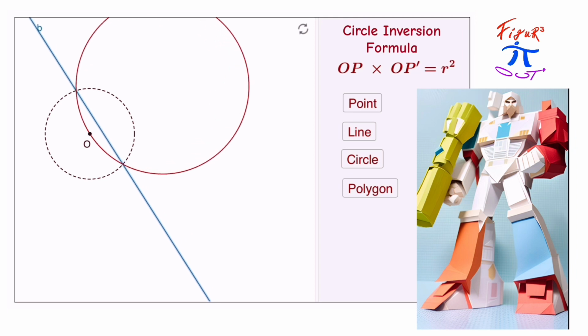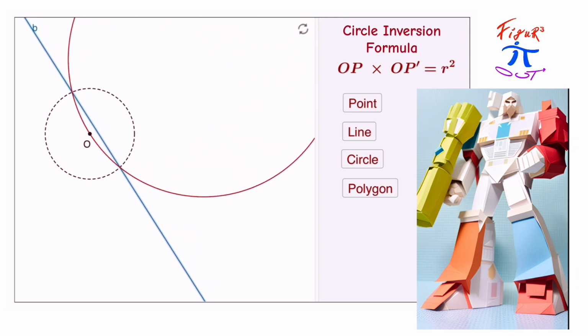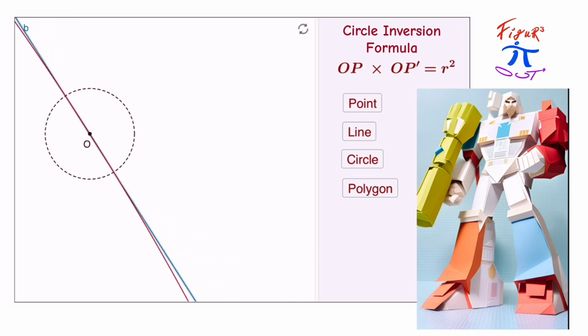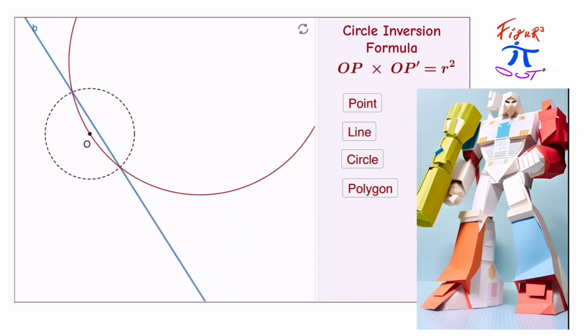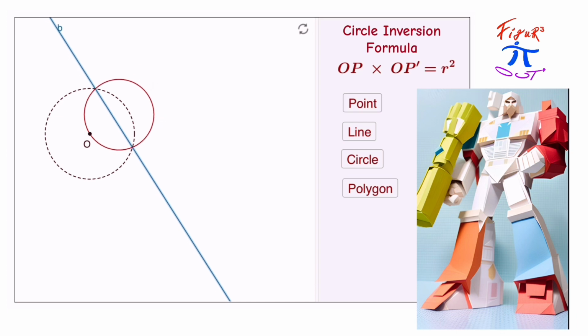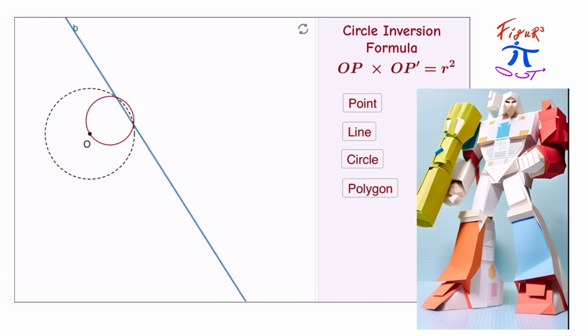Observe that when the pre-image line passes through the center of inversion, the line is mapped onto itself, whereby only the points intersecting the circle of inversion are fixed. And then, at the exact moment of the line passing through its image circle's center, the circles become orthogonal.